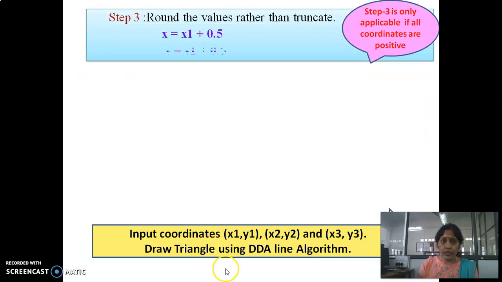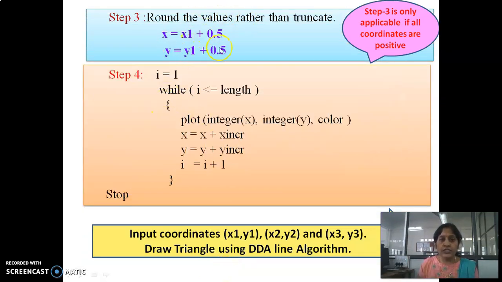Then this is the initial decision we are taking. Here we initialize x equal to the starting point x1 plus 0.5, y1 plus 0.5, because this avoids floating point calculation every time we execute this program. To avoid the floating point and take only the integer part of the calculation, we use this initial step. Then we initialize I equal to 1, repeated up to the number of steps, length. Then plot x, y as integer values, not floating point values, with the required color for that triangle edge.